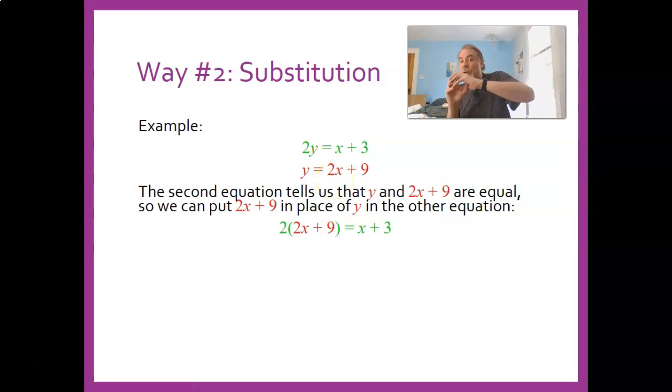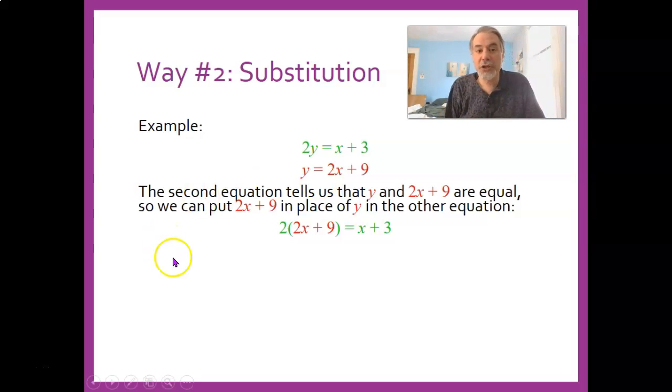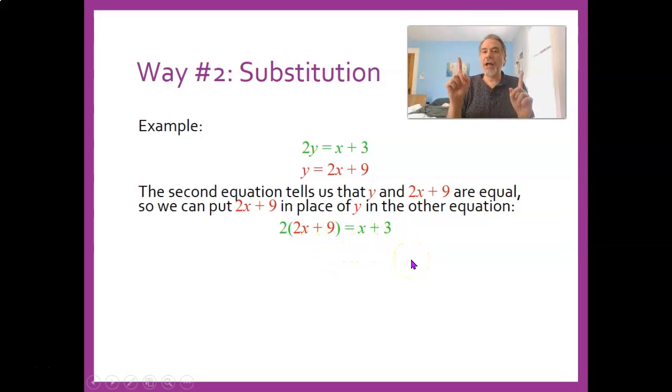Y comes out, 2x plus 9 goes in, and the equation looks like 2 times (2x plus 9) equals x plus 3. Aha! So now we have a good old-fashioned equation with just one variable. It's just all about x, so we can work on solving this equation. First, I would get those parentheses out of the way. I would multiply this through. 2 times 2x would be 4x, 2 times 9 would be 18. So 4x plus 18 equals x plus 3.